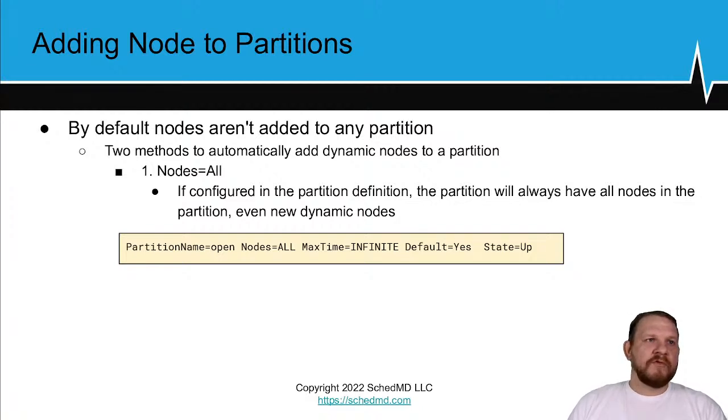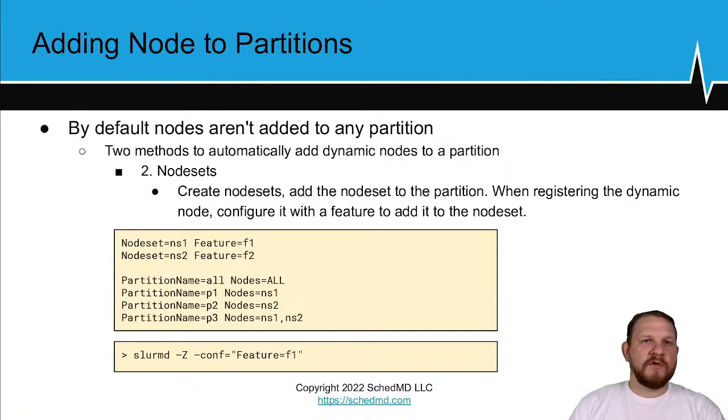Now you've added your nodes. How do we get those into partitions? That's the next question that I'm always asked about this. By default, nodes are not added to any partition. So if you don't do these next steps that we go through, your nodes will not be in a partition in the environment. So there's really two methods to do that. The first method is setting Nodes=ALL on your partition. It's a very open partition where every node in the environment will be in that partition. Even dynamic nodes, as they are registered, will be put into that partition. So pretty basic there.